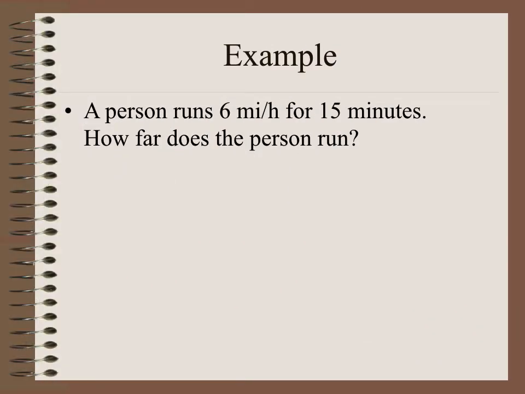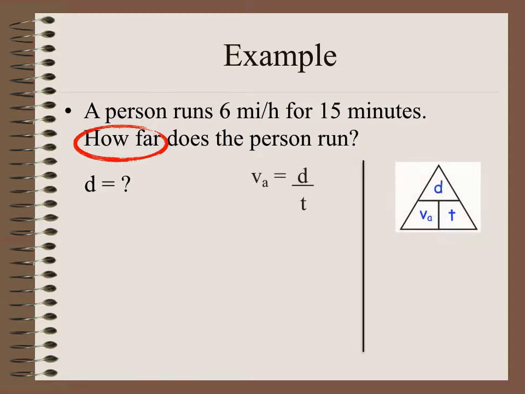Let's take a look at an example. It says a person runs 6 miles an hour for 15 minutes. How far does the person run? We start off by identifying what we're looking for. How far? How far is asking for the distance. For this class, the only formula that you're going to be using that involves a distance is going to be the average speed formula. So we'll put that down. You can see that to find the distance, you need the average speed and you need the time. So our average speed is 6 miles per hour. Our time is 15 minutes.